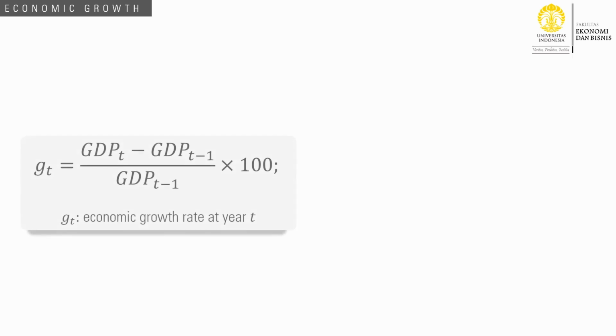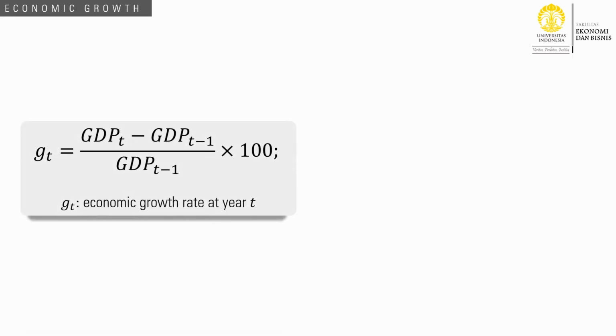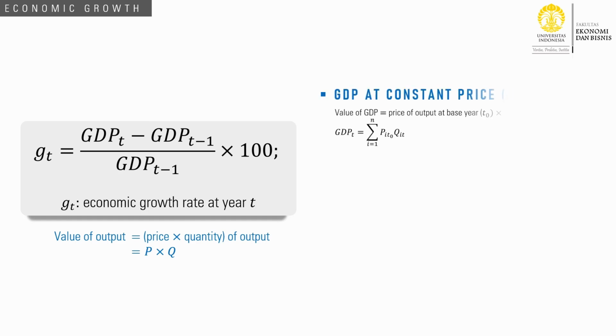After knowing the concept and the measurement of GDP, calculating economic growth is relatively easy. Here is the formula. Worth noting, however, since GDP is expressed in terms of value, or quantity times price level, to find the economic growth or the growth of the quantity only, we cannot let the price changes. It is only possible if we calculate the growth using the GDP with constant price, or the so-called real GDP.